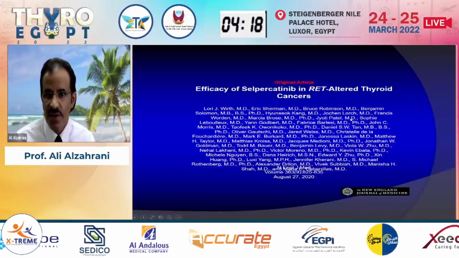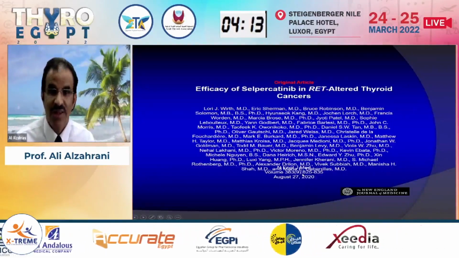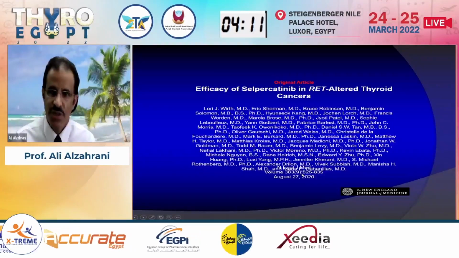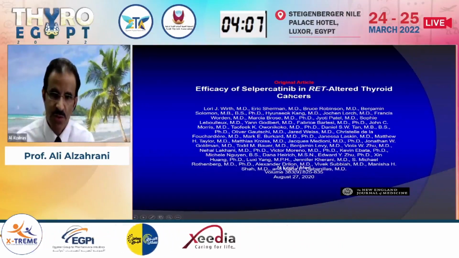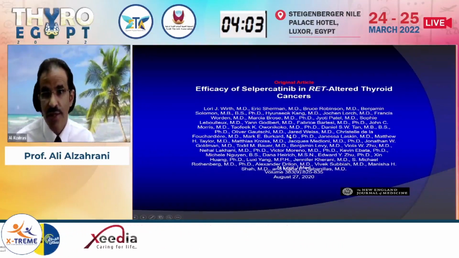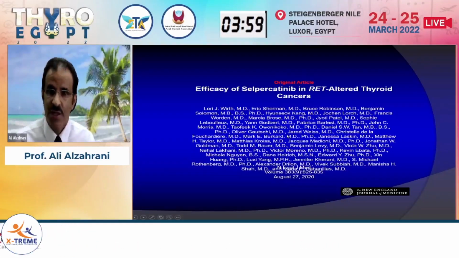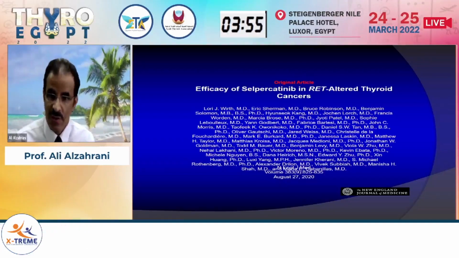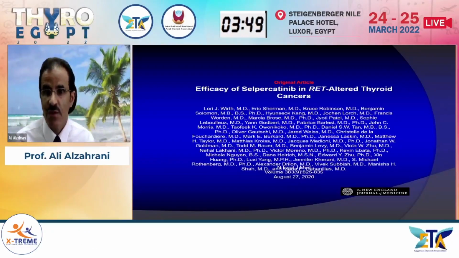This is a New England Journal of Medicine article that was published last year or the year before, and based on which Selpercatinib, one of those, the LOXO-292, was approved for medullary thyroid cancer and actually for any RET gene altered cancer, not only for thyroid, but also for lung and for differentiated thyroid cancer and medullary thyroid cancer, as long as they have RET oncogene alteration.